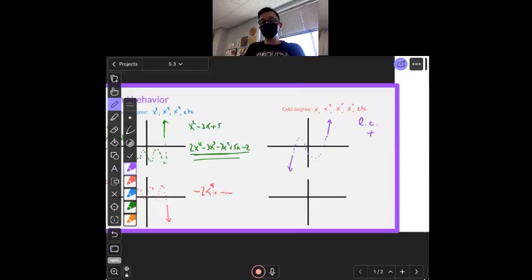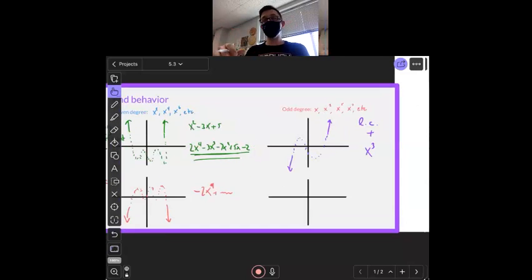But if it's an odd degree, like x cubed, we drew x cubed a little while ago. What did the ends do? Right end went up, left end went down. One way to think about it: what letter does x cubed look like? I talked with my students last year about W and N. That looks like an N. What do the ends of N look like? The right end goes up, the left end goes down.